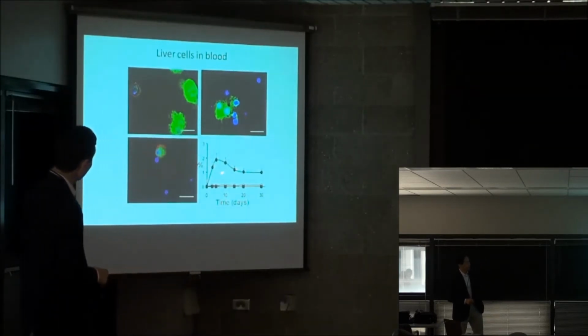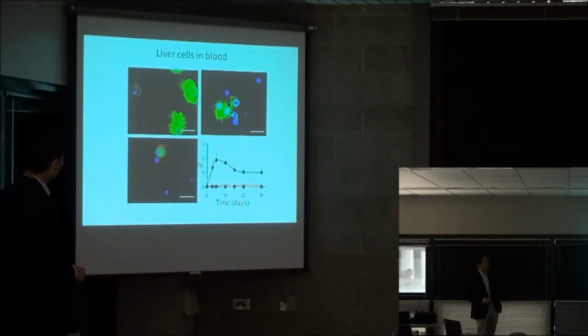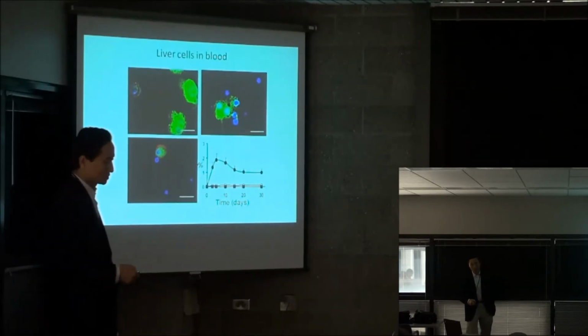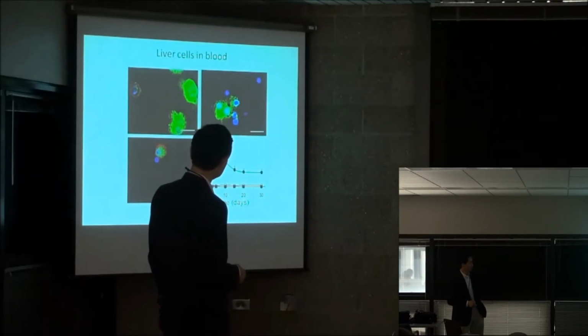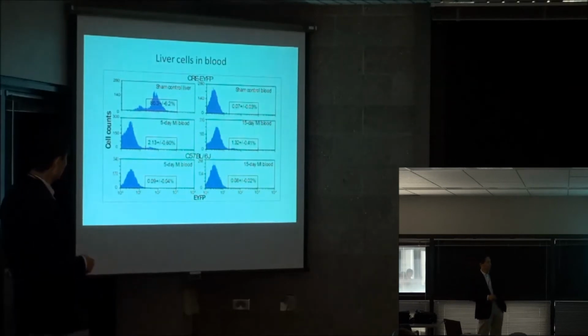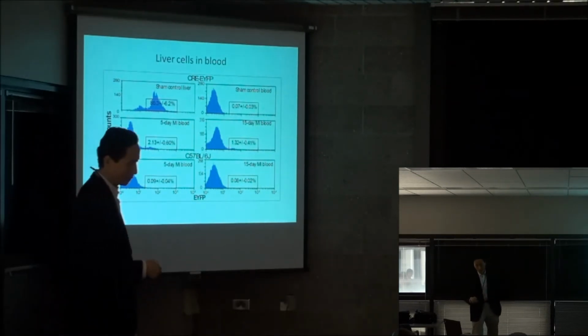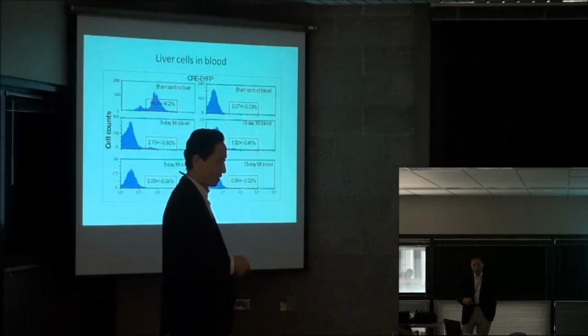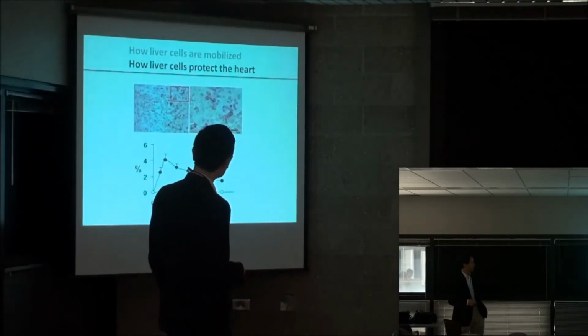In a blood sample after myocardial infarction, you will see about 1.8% liver cells in the vena cava blood sample. That 1.8% is the peak right at 5 days after myocardial infarction. But after 5 days, the circulating liver cell population just dropped. So this is just a cytometry analysis showing the population of liver cells in blood. I will just skip that because of time.